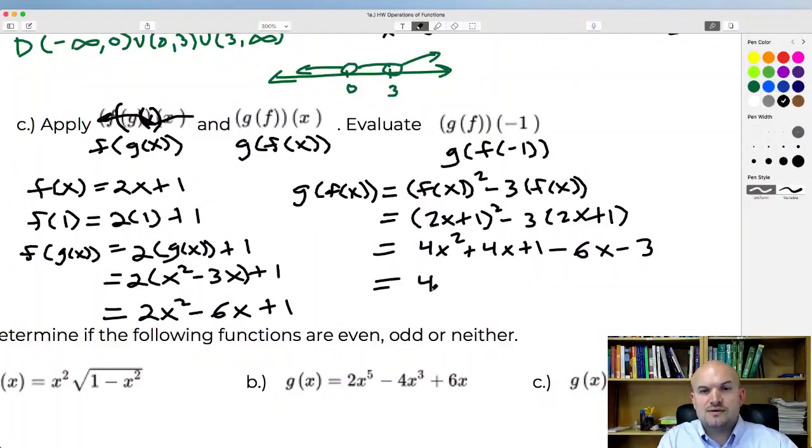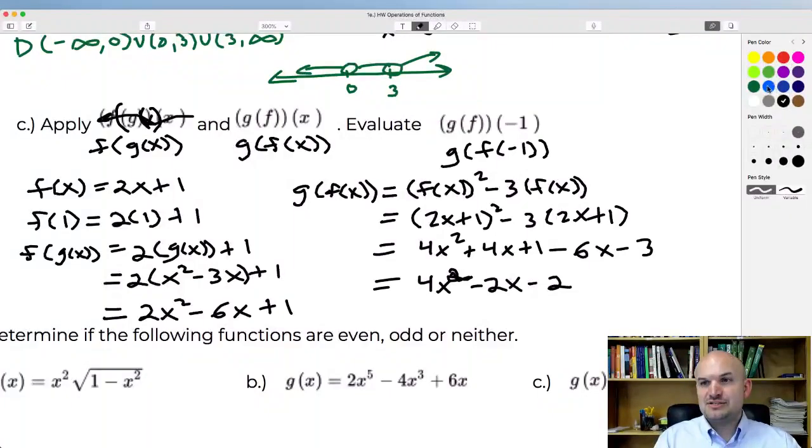So we have 4x squared, and then we have 4x minus 6x, which is a negative 2x, and then 1 minus 3, which is a negative 2. Okay, that's a really bad 2, but there you go. All right, and I forgot to kind of mention the domain.